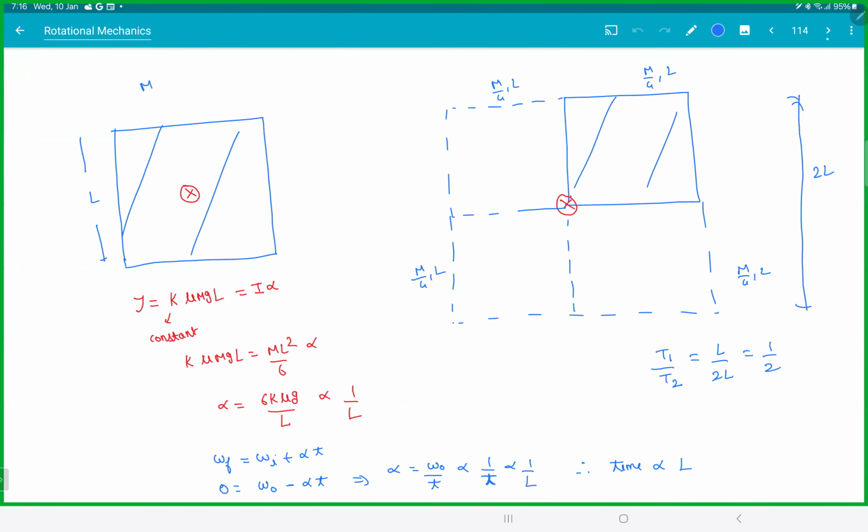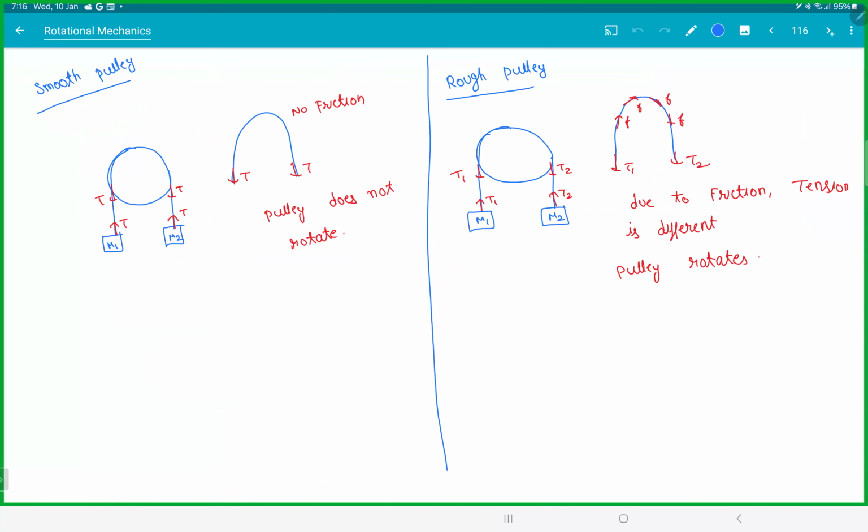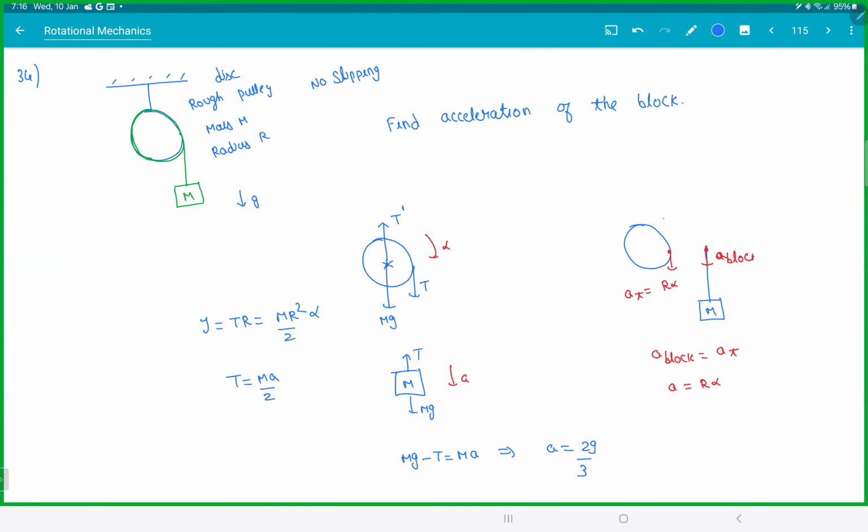This one. Next page, this one. Check. All clear with this? Let me show you a faster way to solve this problem.